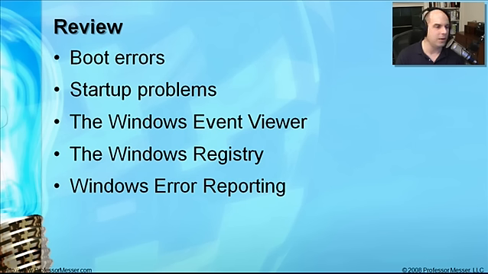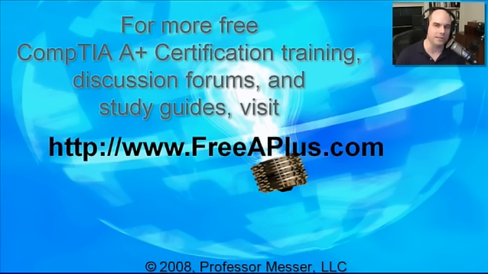In review, we've looked at all kinds of problems, issues from booting, issues starting up our Windows process. And then once we were inside of Windows, we looked at the event viewer, how we could use the registry to solve issues, and how the Windows error reporting can help make the applications that we use even better.